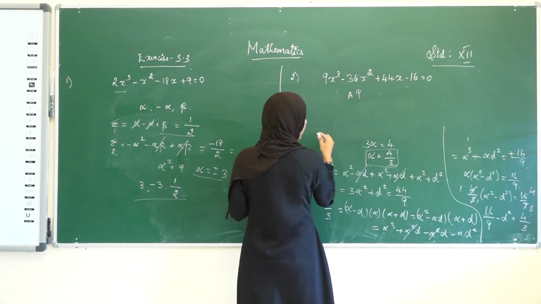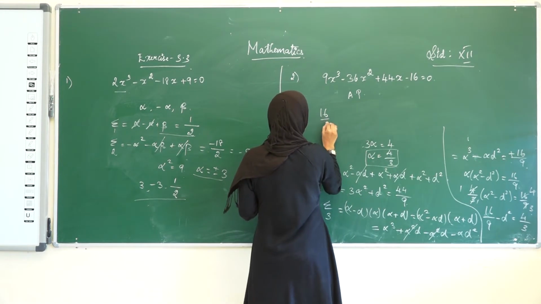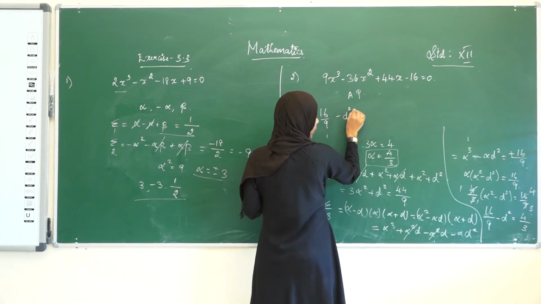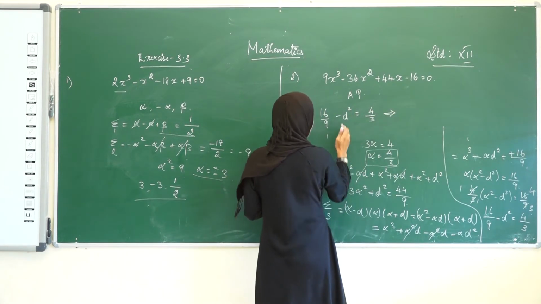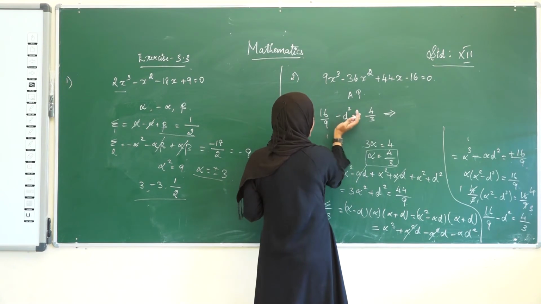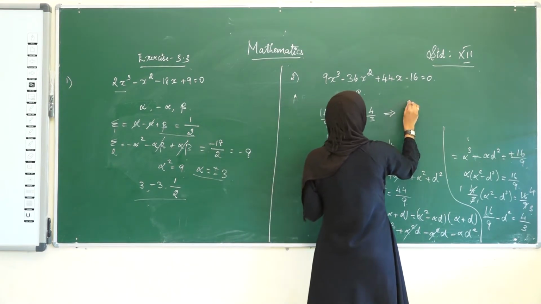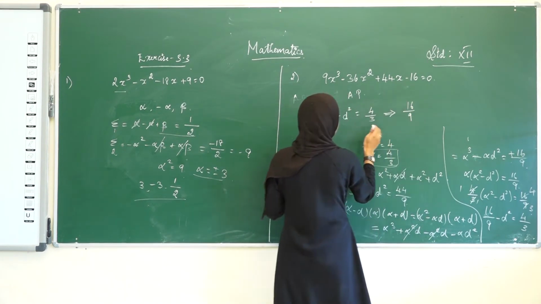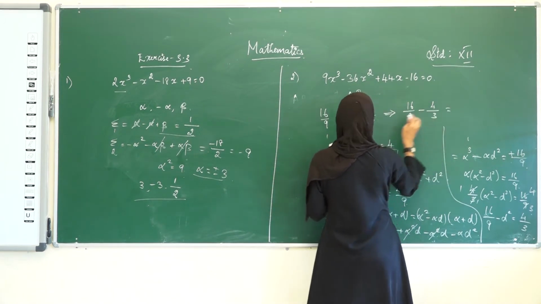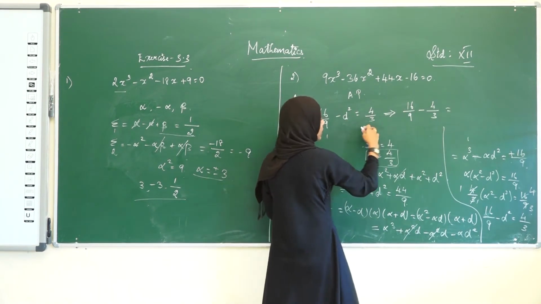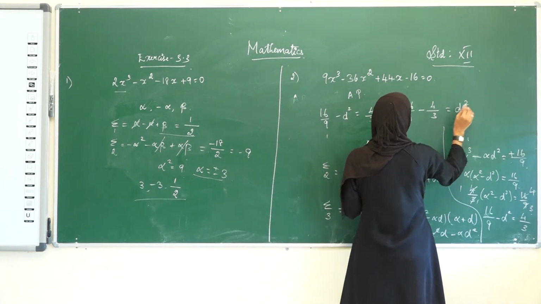Okay, we are going to solve this: 16 divided by 9 minus d square is equal to 4 divided by 3. We can take this d square to that side and this 4 by 3 to this side. So 16 by 9 stays as it is. When it comes to this side, minus 4 divided by 3 is equal to, when this minus d square goes to this side, it becomes d square.